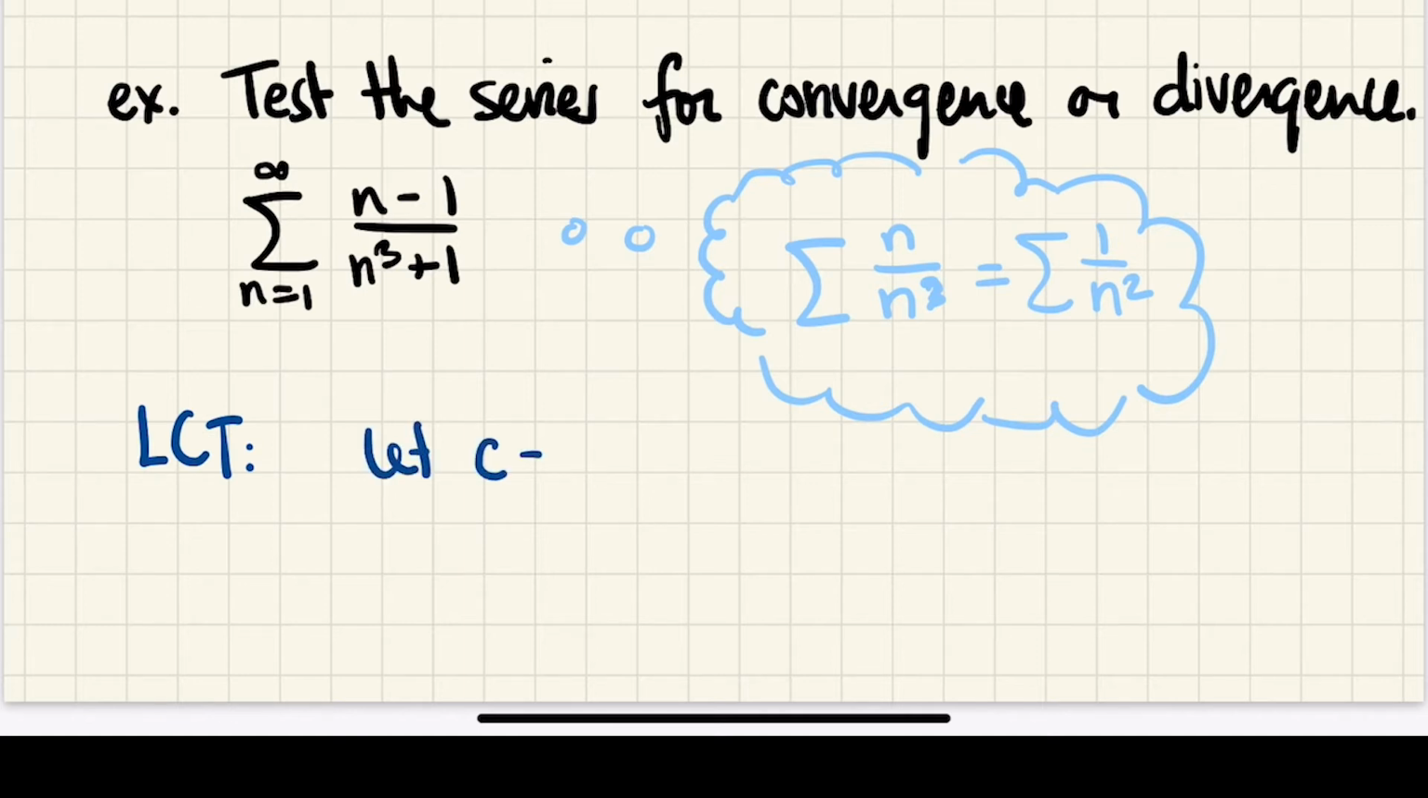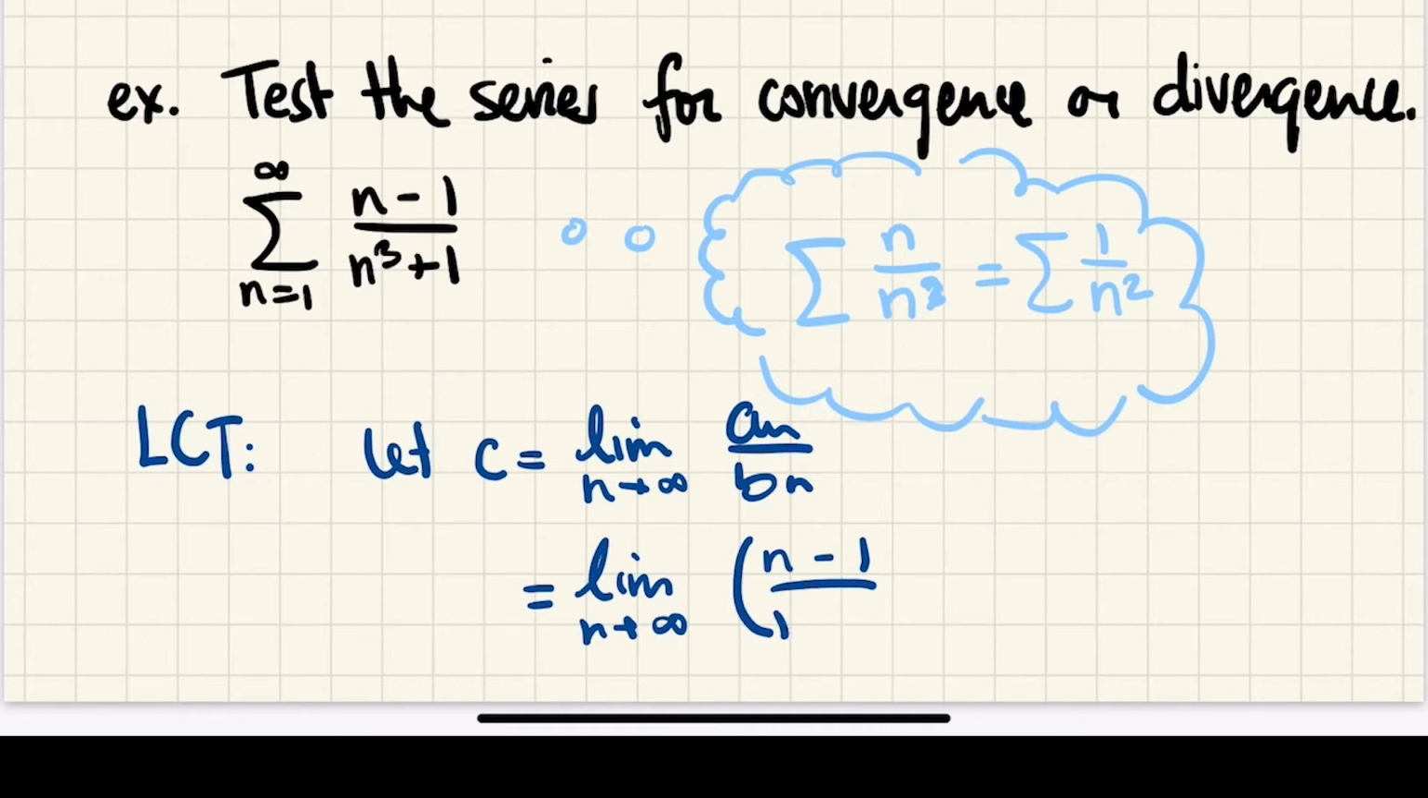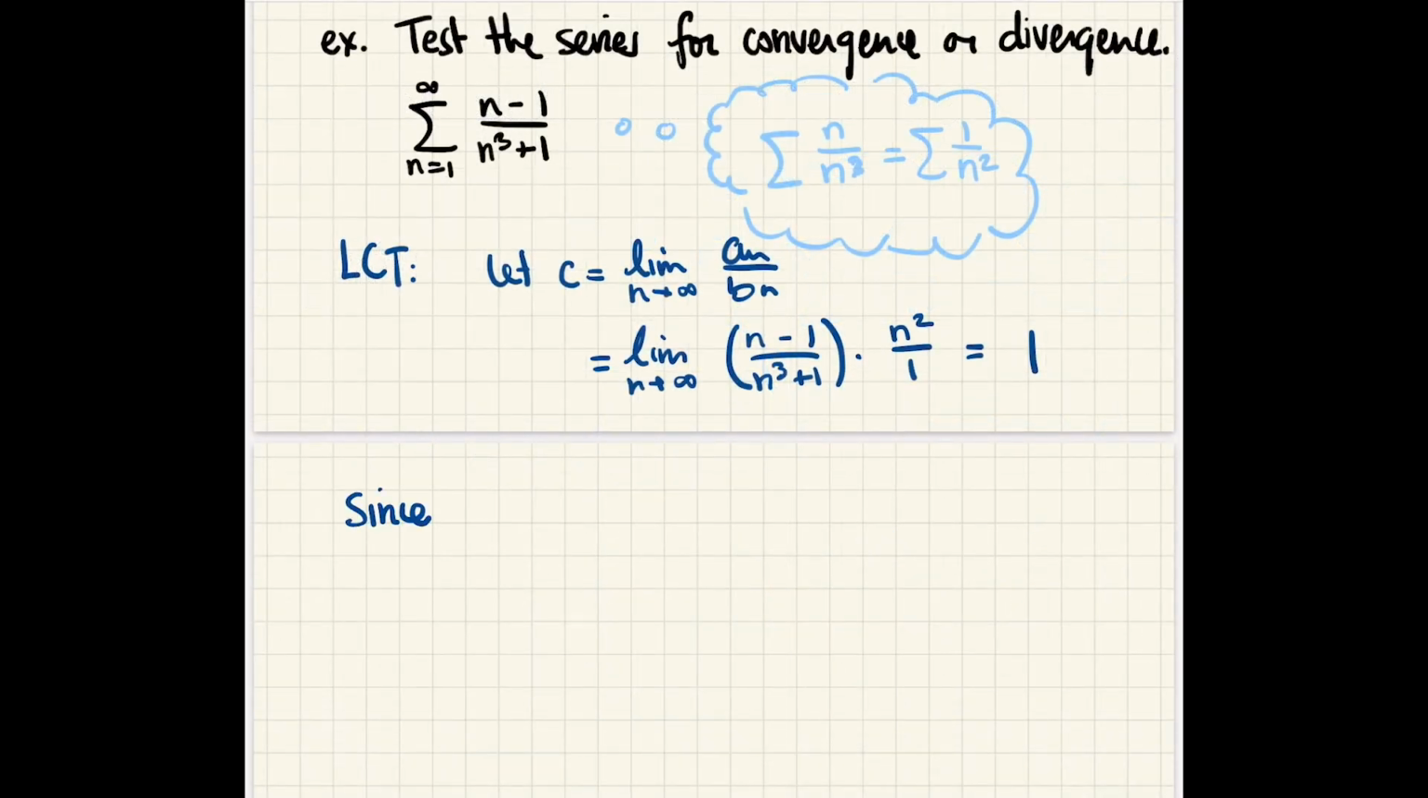Okay, well, let's let c be the limit as n approaches infinity of an over bn. So an is our original series, and dividing by bn is like multiplying by the reciprocal of bn. And you can see that this is a purely algebraic limit with degree 3 in the numerator, degree 3 in the denominator. So it's just going to be the quotient of leading coefficients, which is 1 over 1 in this case. All right. And 1 is strictly greater than 0 and strictly less than infinity. So we can conclude that the two series have the same behavior.